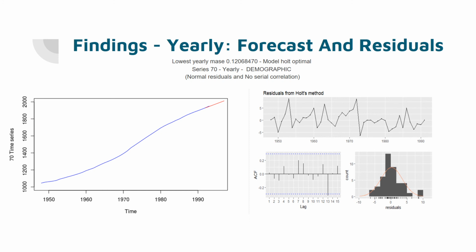Now we're looking at the best model for the yearly data, and we pick the best model, which is a Holt model that basically says there's no error or seasonality in the model. The residuals here are all normal, and they also don't have any serial correlation.